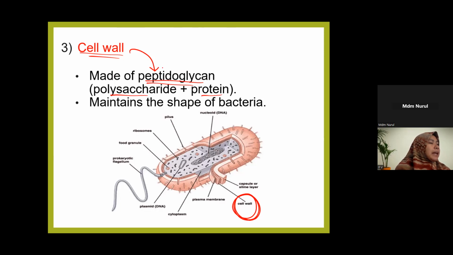Peptido ni datang daripada perkataan peptide. Remember? Peptide bond in protein. Glycan maksudnya gula. And the function of cell wall is to maintain shape of the bacteria. Tugasnya untuk memaintainkan bentuk, mengekalkan bentuk bakteria.